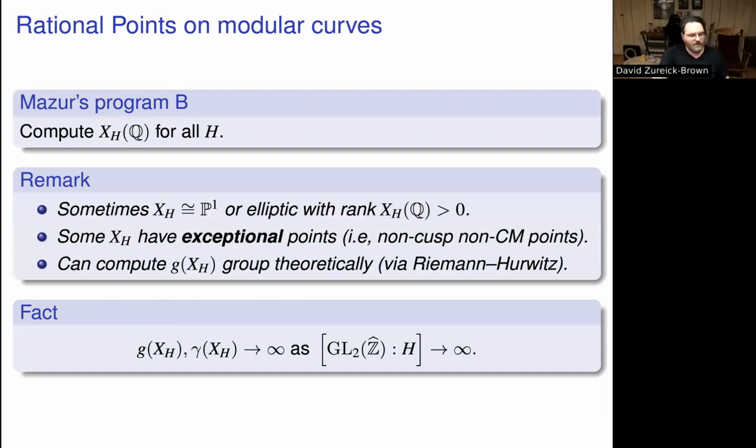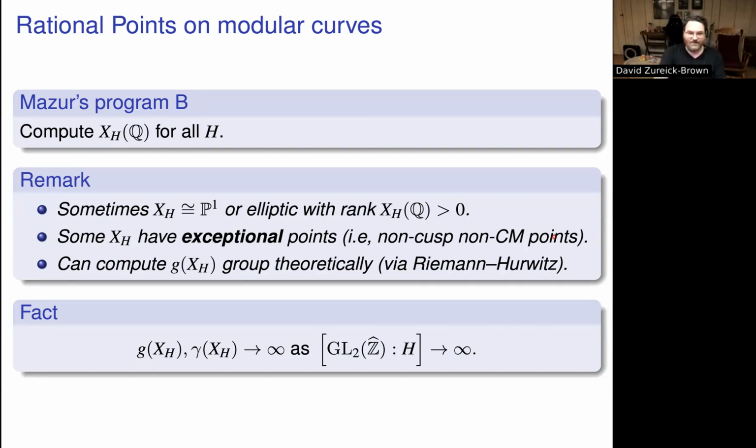So Mazur's program B is really to find every rational point on every symmetric power of every modular curve, including these X sub H's. That's really what we want. We'll stick to Q. Sometimes these are rational, or sometimes they're elliptic curves with rank greater than 0. Jeremy noted that there's a modular curve that is a rational point on itself.